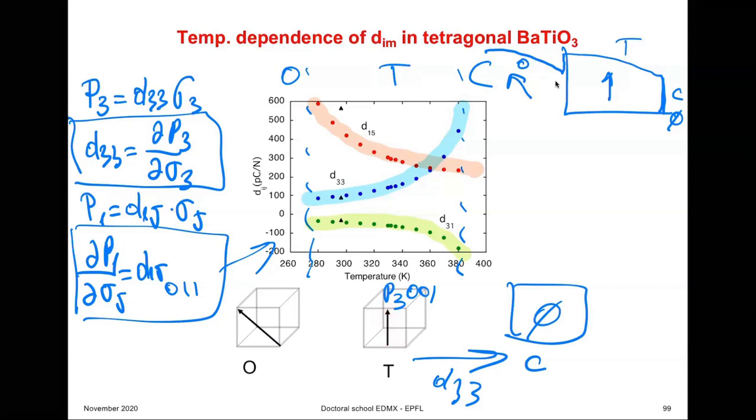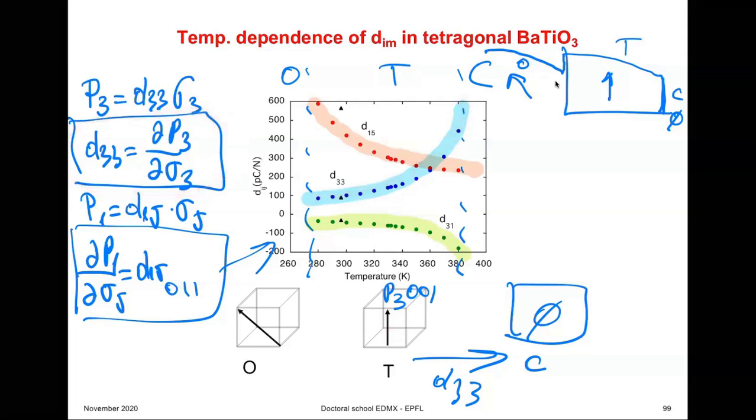And the crystal feels that even before that happens. We will be able to describe this more rigorously with the free energy later on, but just to give you an intuitive view of what is happening. So as we are increasing the temperature, the polarization becomes smaller and smaller, and its susceptibility to changes in that direction becomes bigger and bigger as we are approaching the phase transition, and therefore D33 will increase with increasing temperature.